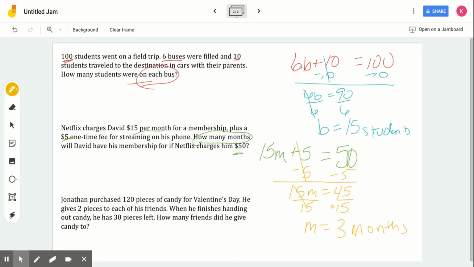Now, I'm going to pause this real quick and get some space cleaned out, and then we're going to go ahead and look at number 3.